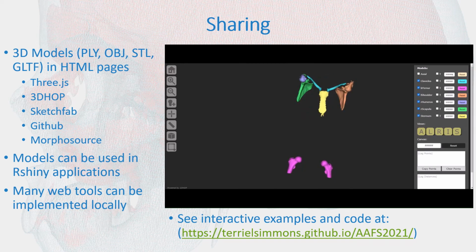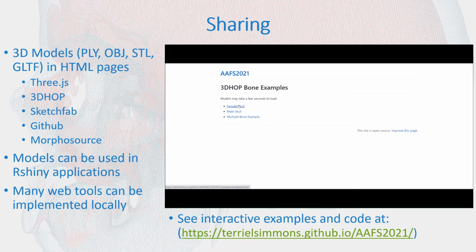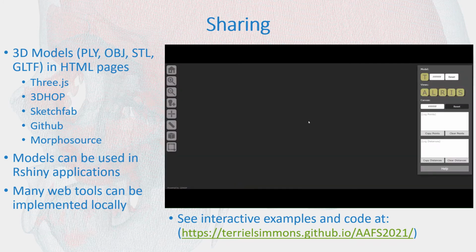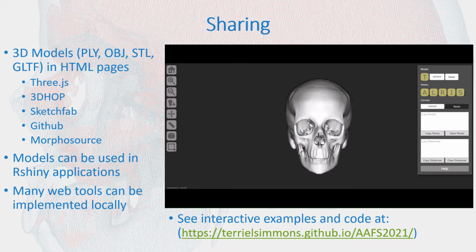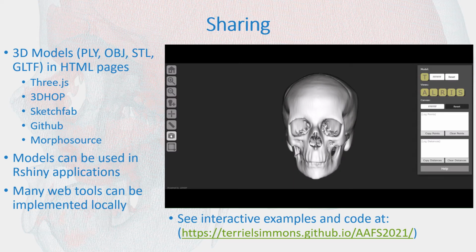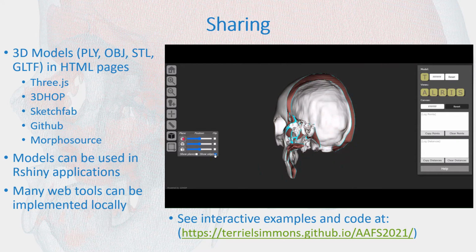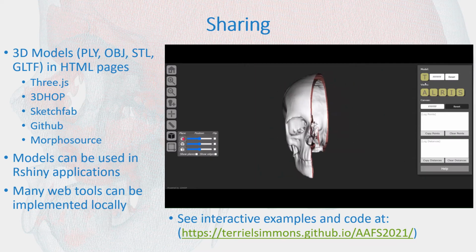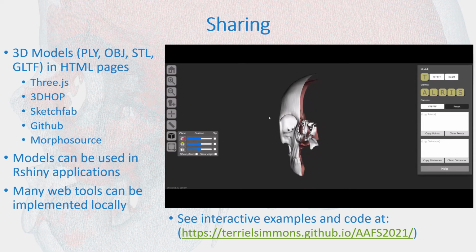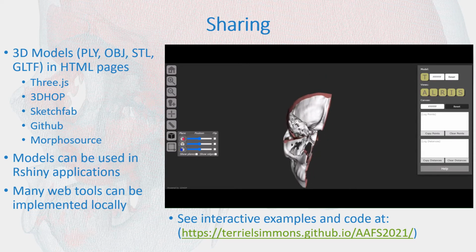Many free or open source web-based tools allow sharing of and interaction with 3D models as well as 3D volumes in the browser without the need for users to download and learn 3D software. Some of these include Threejs, 3D Hop, Sketchfab, GitHub, and MorphoSource. 3D HTML pages, such as those generated with 3D Hop or Threejs, can also be attached to R Shiny applications, providing an opportunity to build 3D references to accompany quantitative analysis tools.